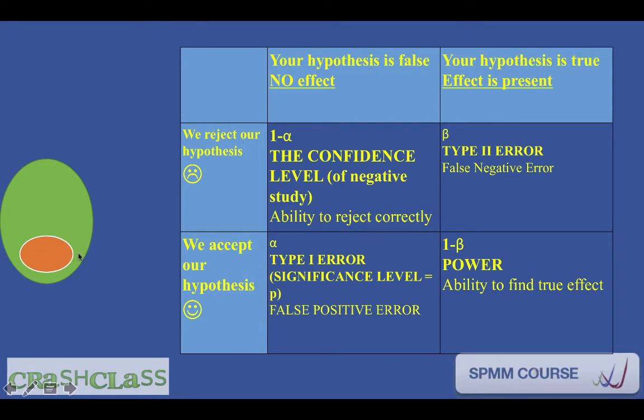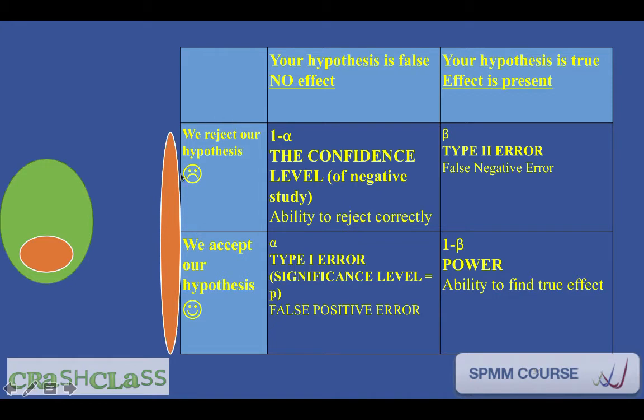So I have a 2x2 table where I'm plotting the two outcomes of what you can observe in your sample. In your sample, you can either reject your hypothesis, saying A and B are equal, or you can accept your hypothesis, which is A greater than B. So you have two outcomes: first, you're rejecting your hypothesis; secondly, you're accepting your hypothesis. Either A is greater than B or it is not.